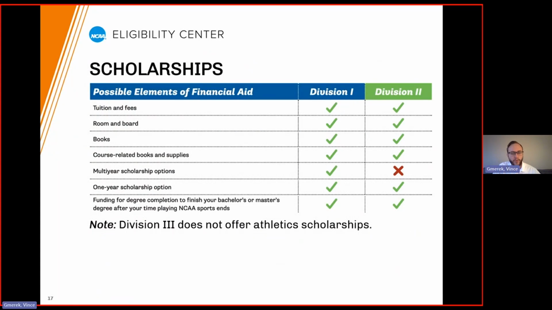All right, so again, we'll keep talking about scholarships throughout the presentation. It's obviously a very important part of initial eligibility and the student athlete experience. But scholarships in general can be very broad and cover many different things. And it's not guaranteed that one type of scholarship will cover all of these particular areas.